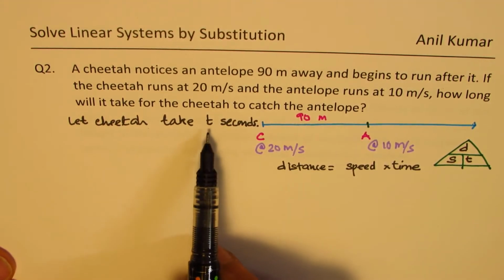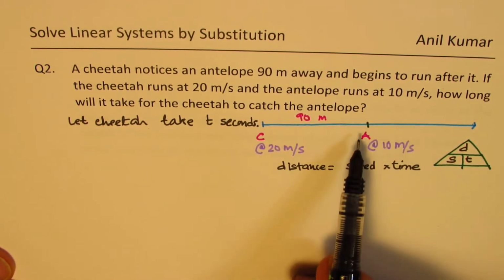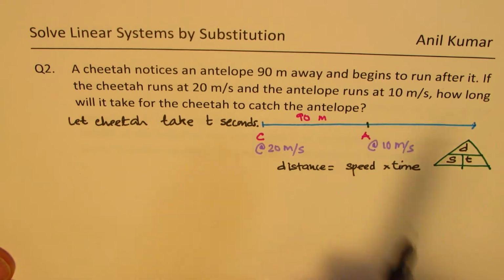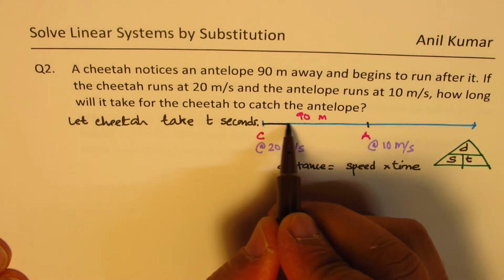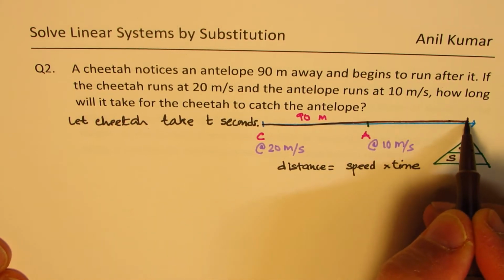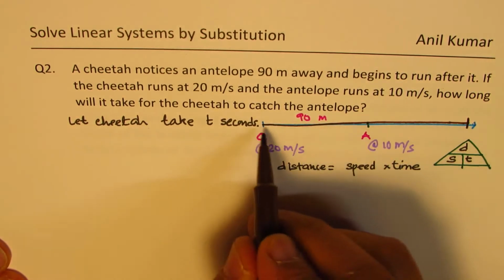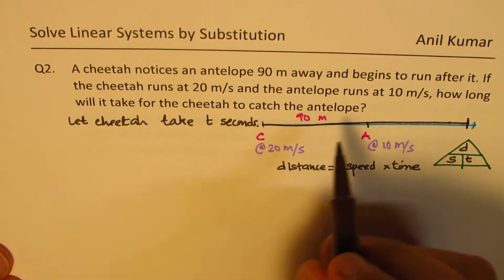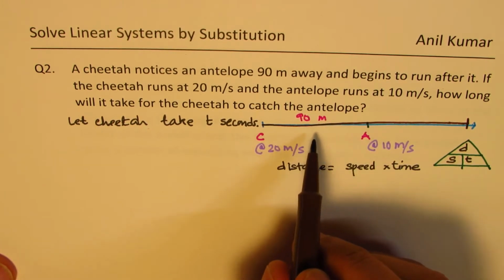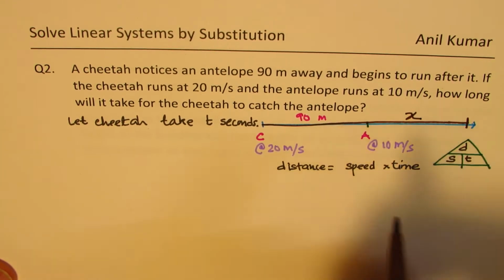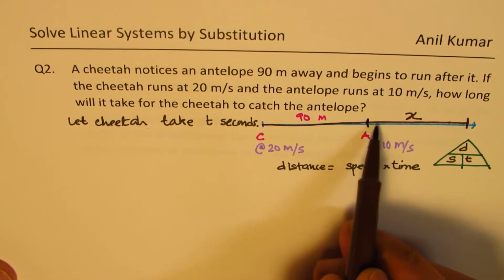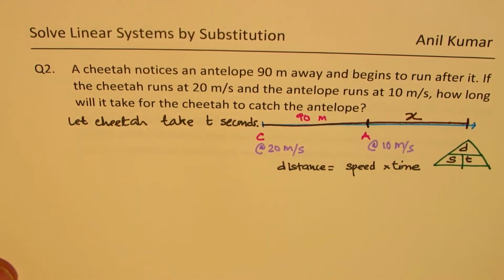Perfect. So in t seconds, what is the distance traveled by the cheetah and what is the distance traveled by the antelope? That is what we have to see, right? So let us say the cheetah is able to catch up at this particular point. So the distance which they travel will be how much? Well, the cheetah needs to run a distance of 90 plus, let us say this distance is x, right? And the antelope runs a distance of x only. Do you see that? Correct? So that helps you to figure out how to solve this particular question, right?